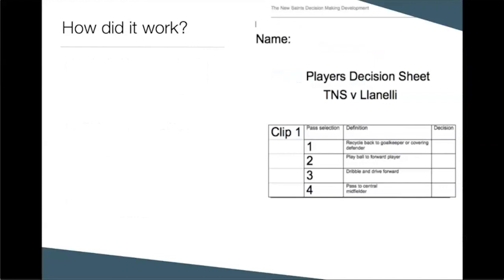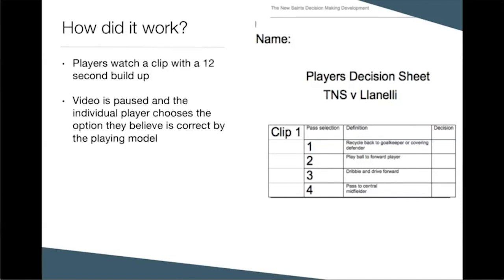So how did it work? We created a decision sheet, which you see on the right. What would happen is they would watch a clip of footage, and it would have a 12-second build-up. We felt that 12 seconds would provide enough information for the players to be able to make a decision based on what they'd seen in that clip. There was enough movement of the ball and movement of players that you could gain an understanding, roughly, of what the actions would be of the players and the ball.